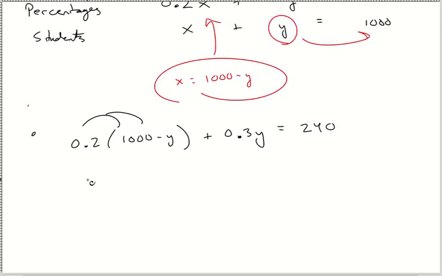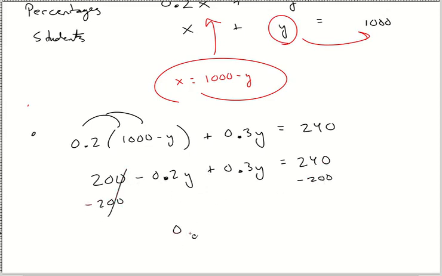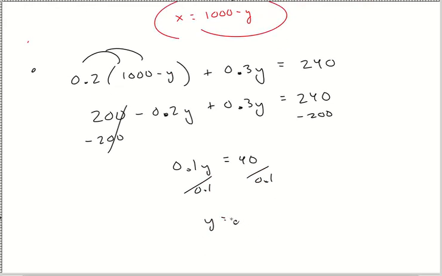Distribute. So again, this should be 200 now minus 0.2Y plus 0.3Y is equal to 240. Combine like terms here, and I'm going to minus the 200 on both sides. So now I've got 0.1Y is equal to 40. And if I divide by 0.1, it's kind of weird here. It actually makes it bigger, 400. And so that's the amount of students on the South Campus.